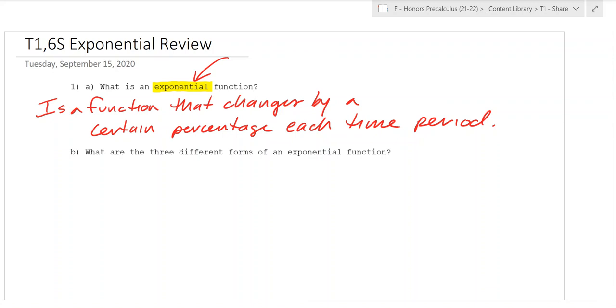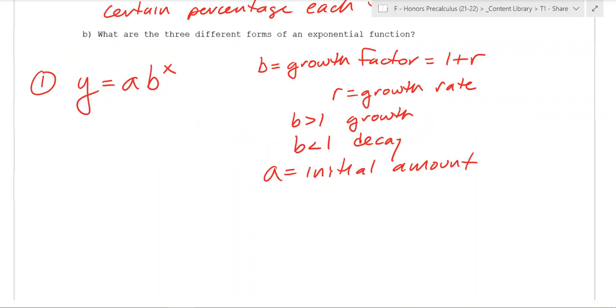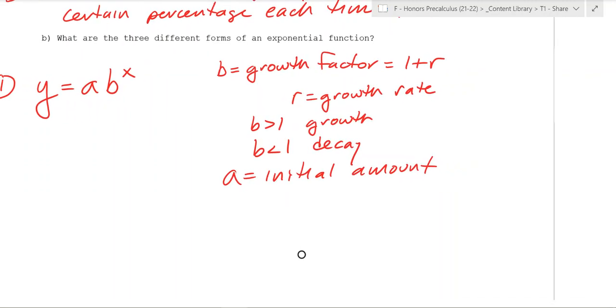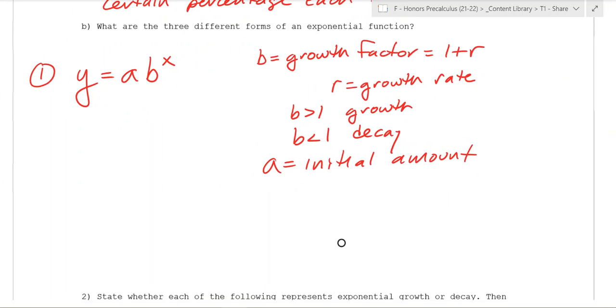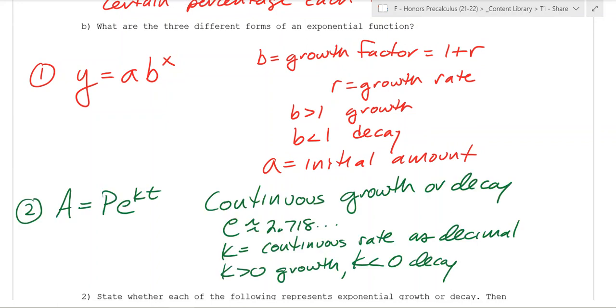There are three forms that we're going to look at of an exponential function. Here's the first. y equals a times b to the x. b is called the growth factor, and it's also notated 1 plus r, where r is the growth rate, how much the quantity is growing by. b greater than 1 means it's growing overall, and b less than 1, it's decaying, and a is the initial amount.